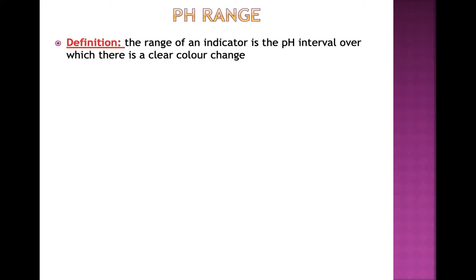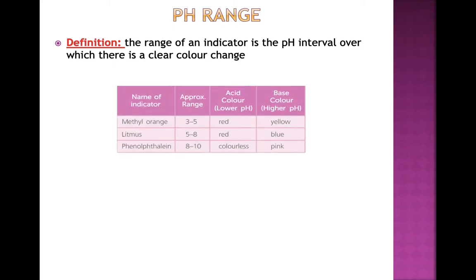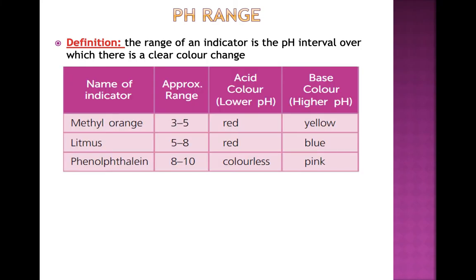Now, next thing we're going to move on to is the pH range of indicators. The pH range of an indicator is the pH interval over which there's a clear colour change for this indicator. Here are the three main indicators that you'll have encountered so far. You've methyl orange, litmus, and phenolphthalein. Now, the approximate pH range is listed for each of them. I suggest you just learn this off. It comes up over and over. You'll need it for your titration question if it's an acid-base titration.